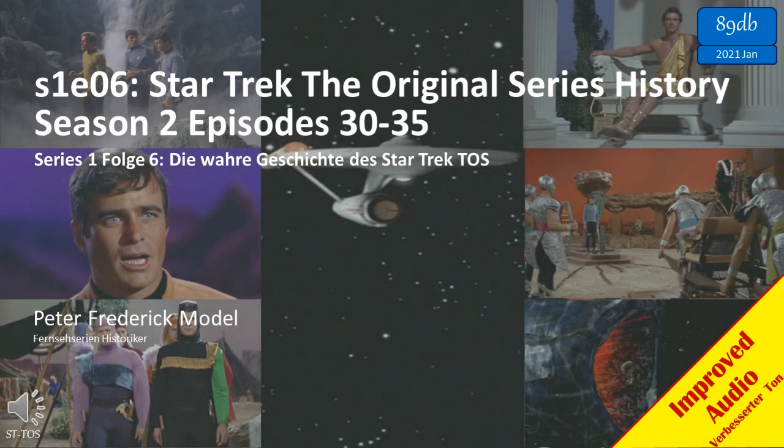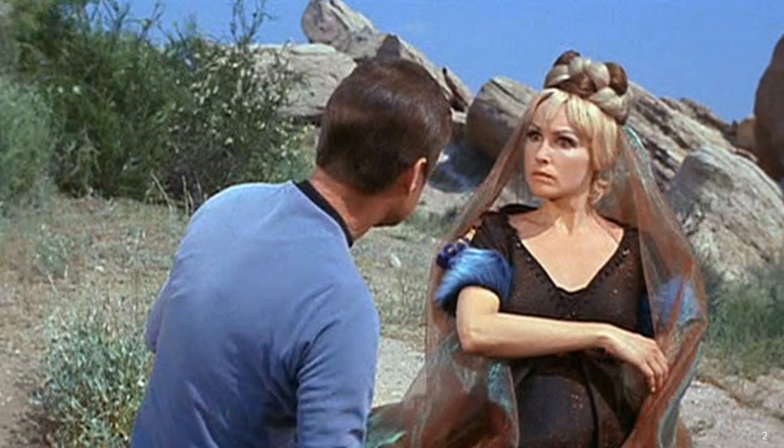Welcome to yet another exciting video, in this case episode 6 of my Star Trek The Original Series episode breakdown video series. In this video I'll be looking at Season 2 episodes 30 to 35 of Star Trek The Original Series to identify historical references which can be used to determine the original history of the Star Trek universe. The episode order I'm using in this video series is the production order.